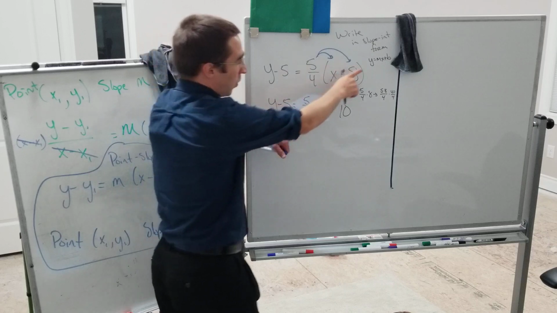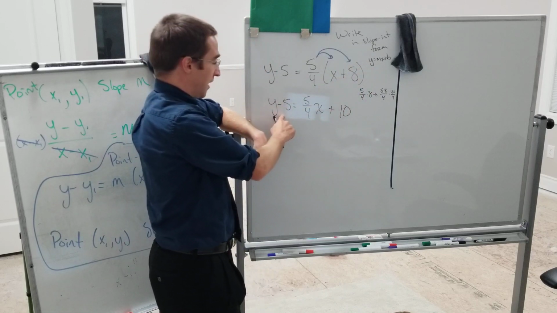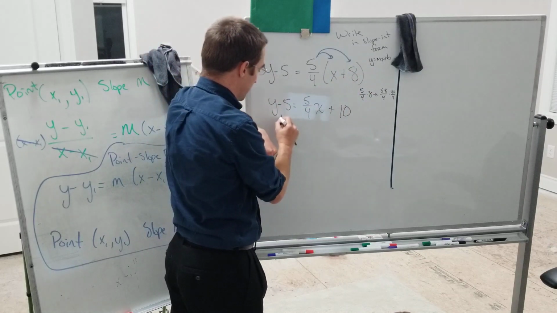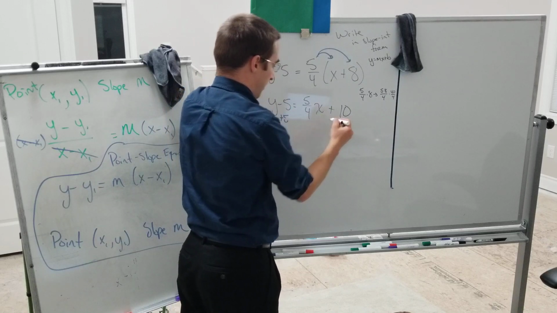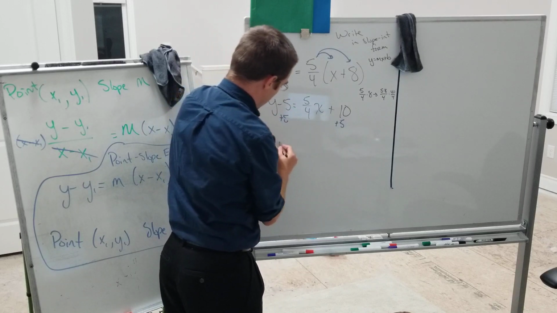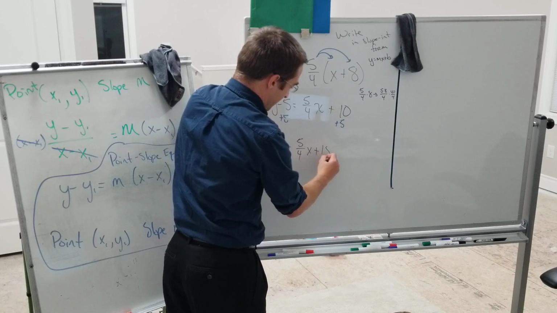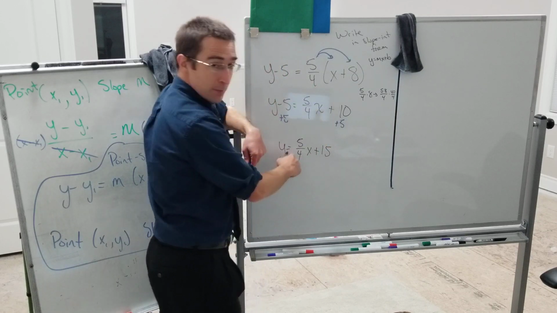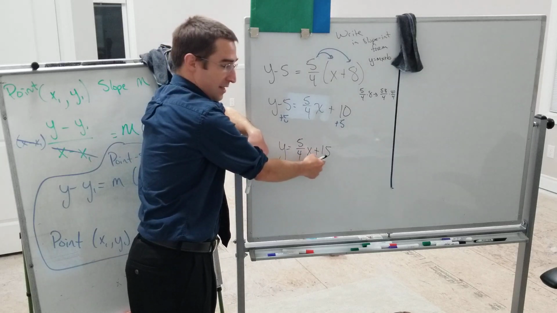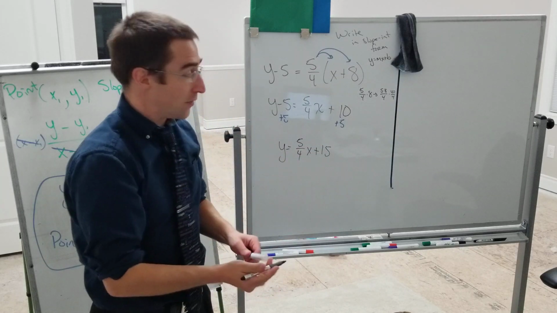All right, now I want y equals, so I have to get rid of this minus 5. I'm going to do that by adding 5 to each side, and we get y equals 5/4 x plus 15. Notice, same slope, but now we know the y-intercept is going to be 0, 15. That b value is 15.